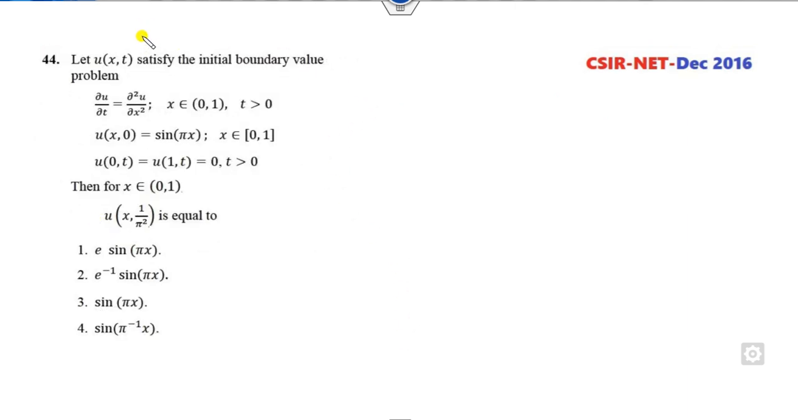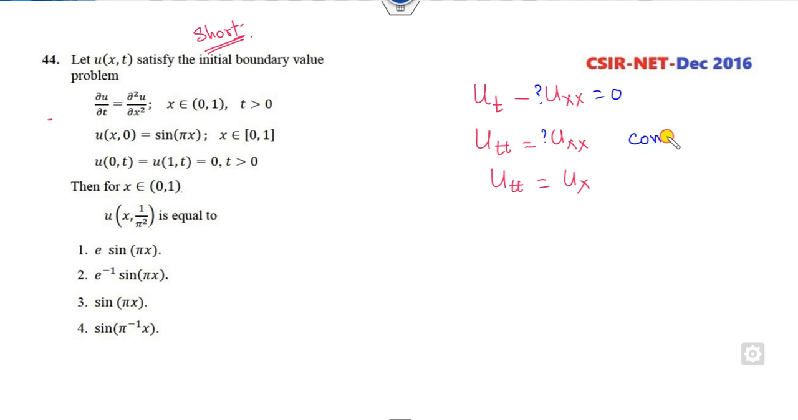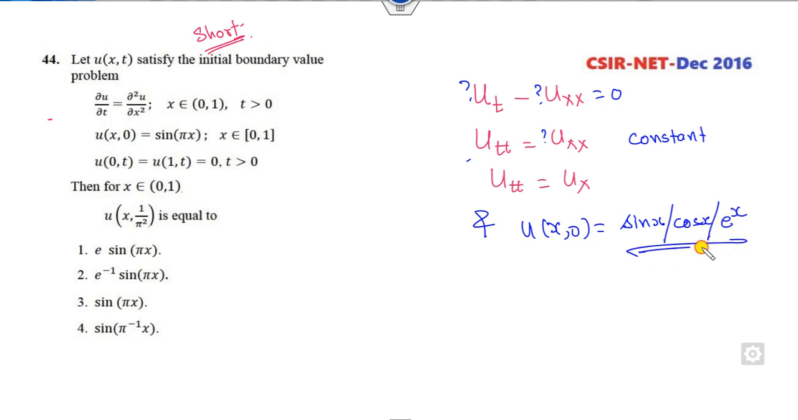Now this is another kind of problem. This is a very simple shortcut trick I will tell you. Now look at that. What is the tip for you? Whenever the differential equation is of this form, either this or either of this, the major point is the coefficients of them are constants, and the initial condition is given either in the form of sine x, or in the form of cos x, or in the form of the exponential.